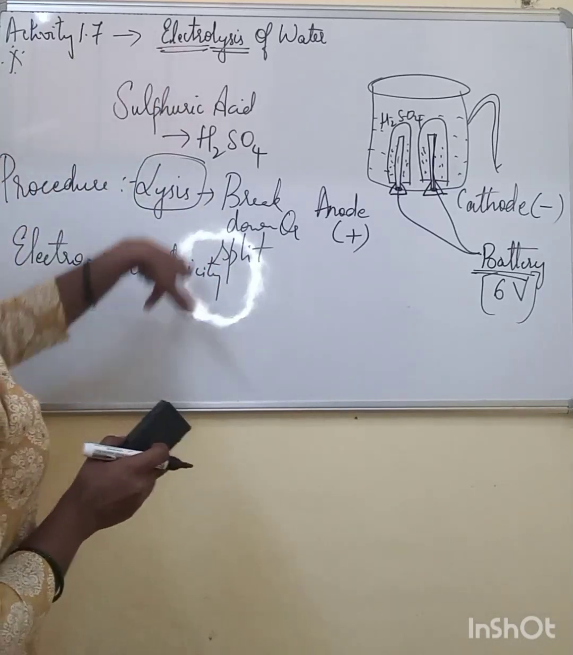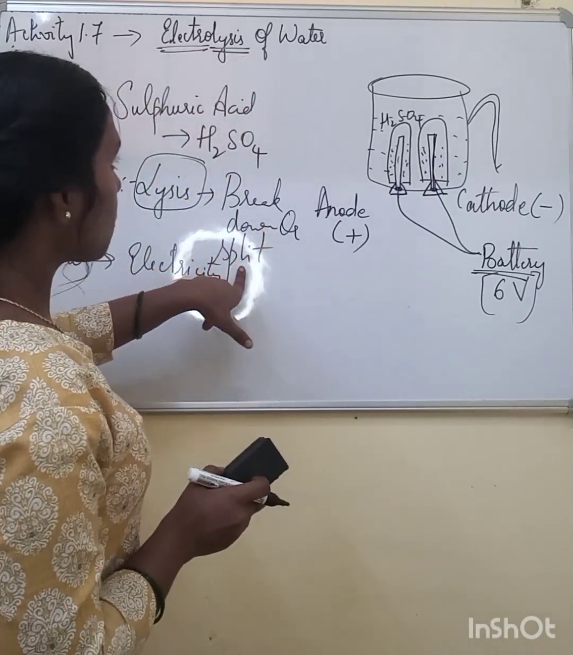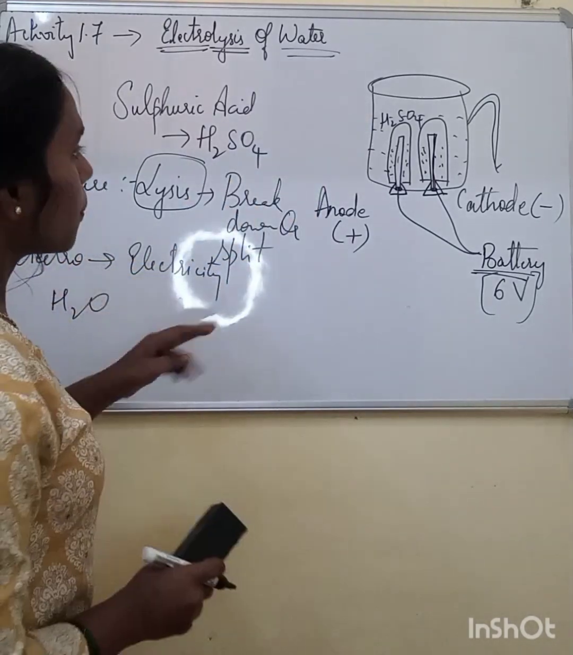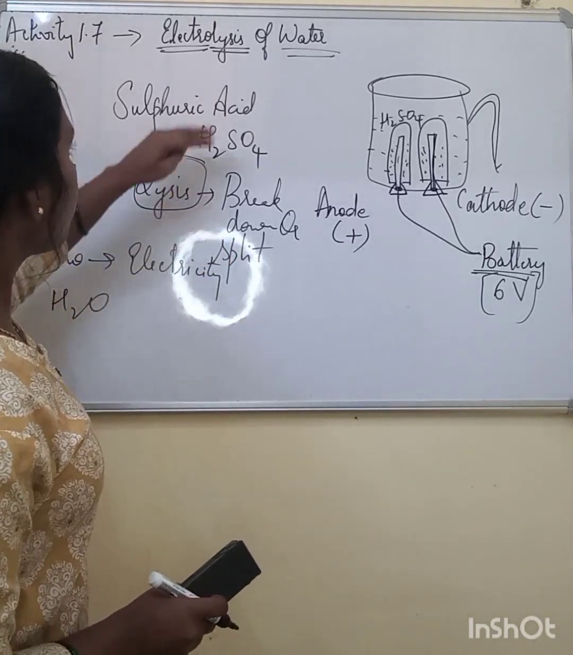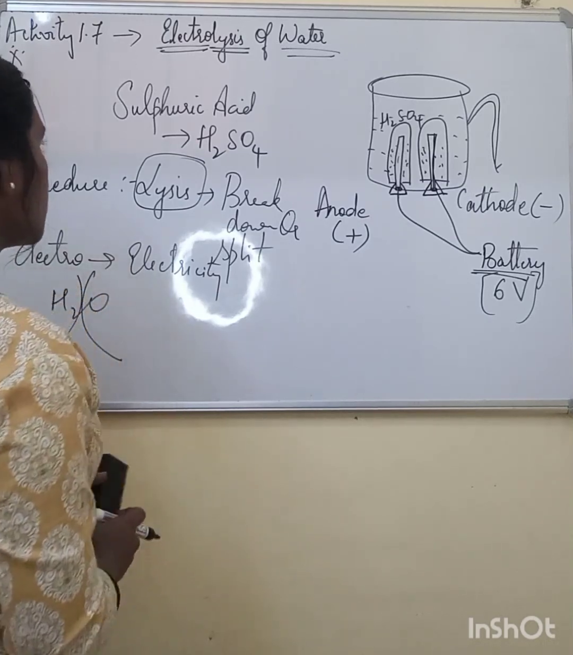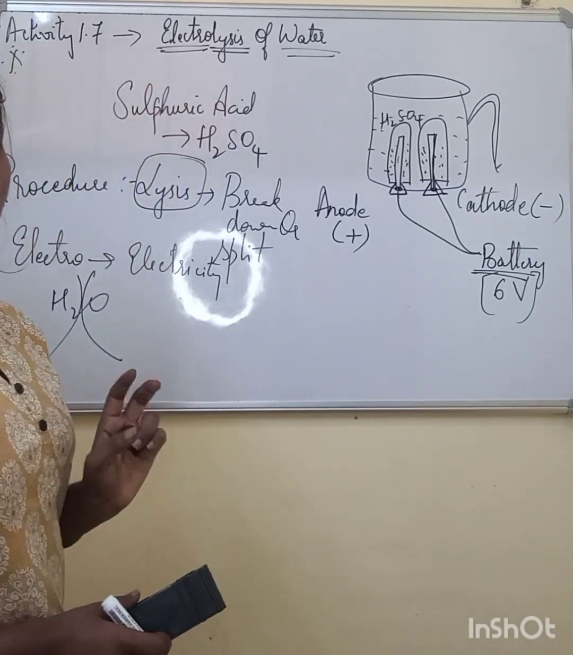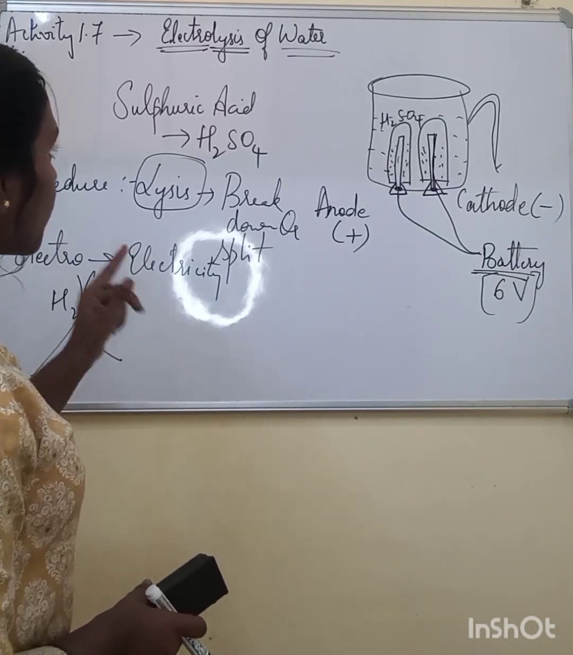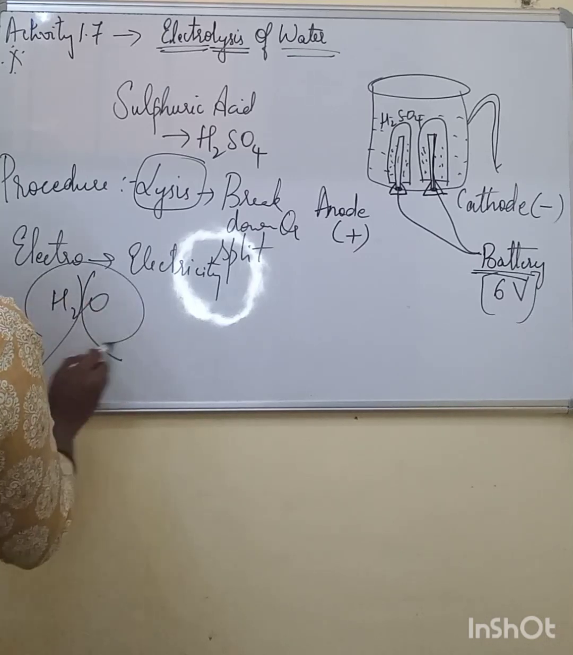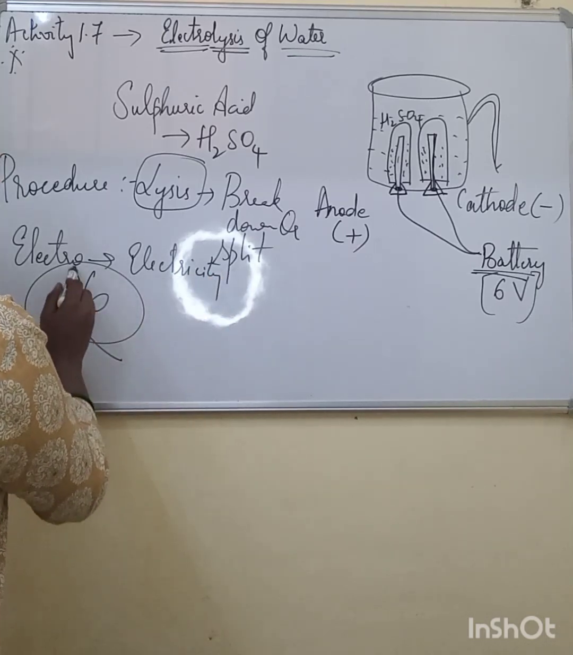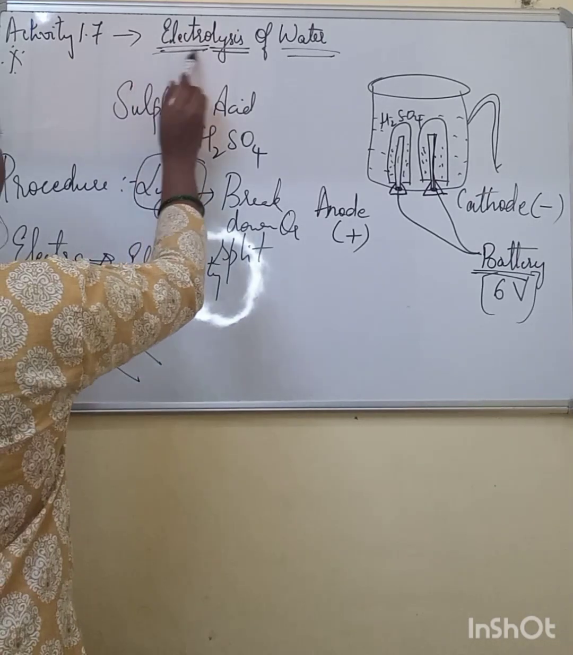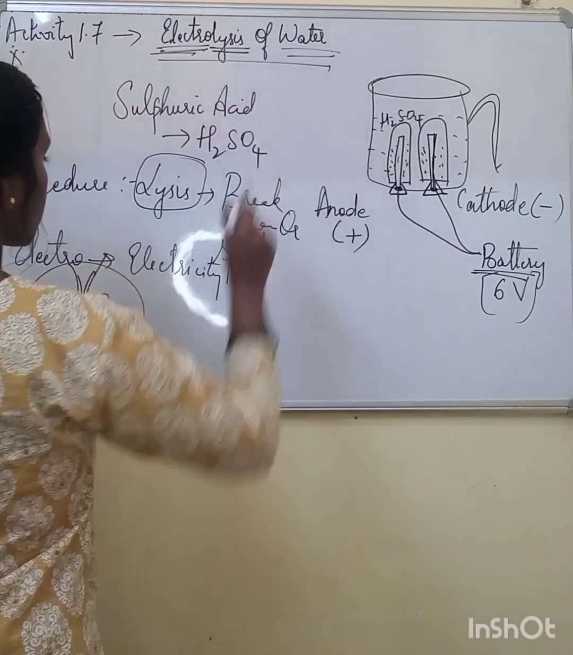Electro means electricity. Lysis means breakdown or splitting. And water, we know it is H2O. So the process of splitting of water into hydrogen and oxygen on passage of electricity is called electrolysis of water. I'll repeat the definition once again. The process in which water splits into its components, that is hydrogen and oxygen, on passing electricity is called electrolysis of water.